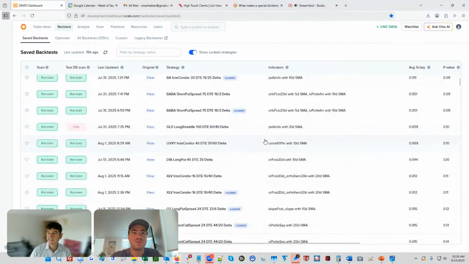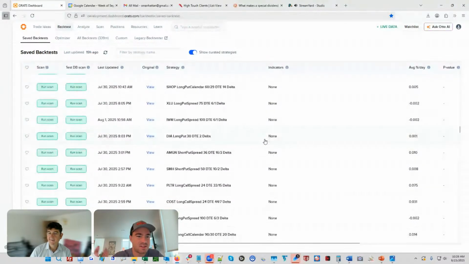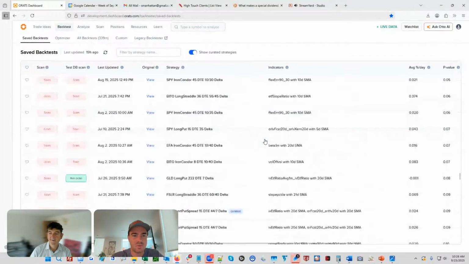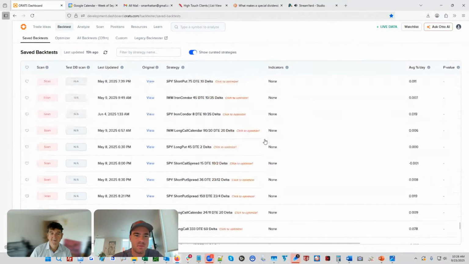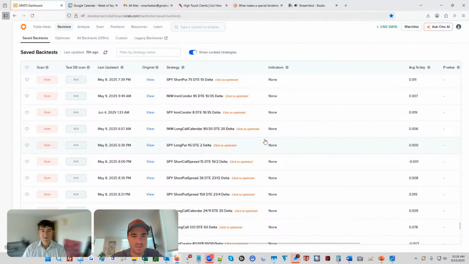If you optimize a custom backtest, you'll see it here as well. So this is where all of your optimized strategies are housed, as well as your saved backtests. Those ones at the bottom that say click to optimize, those are unoptimized saved backtests.